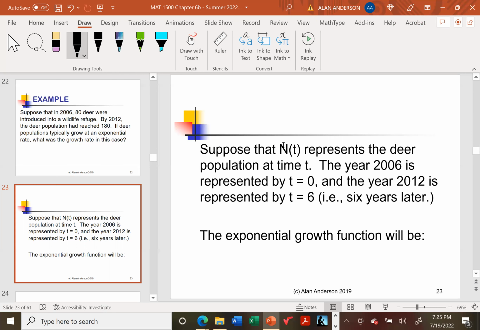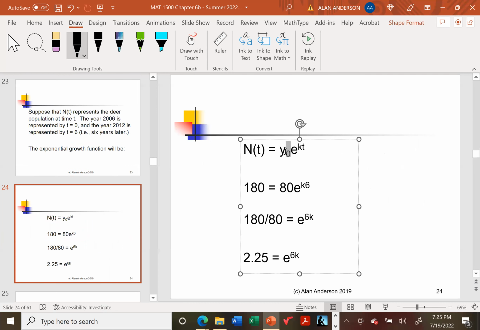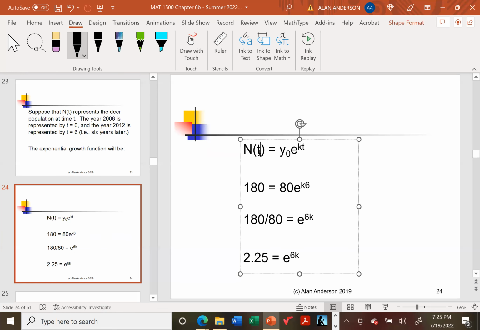And by the way, this is also important because this way the results are the same no matter what the 6 years are, whereas if we use the actual years, that will affect the results. So here's the growth function. Now, if you notice, this is the starting value. When t equals 6, we have 180 deer in our population. So the t is 6. You can see it right here.